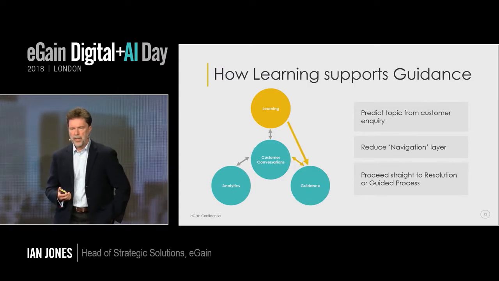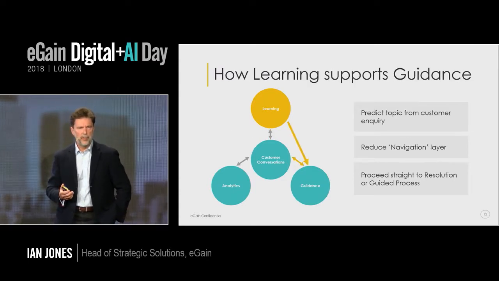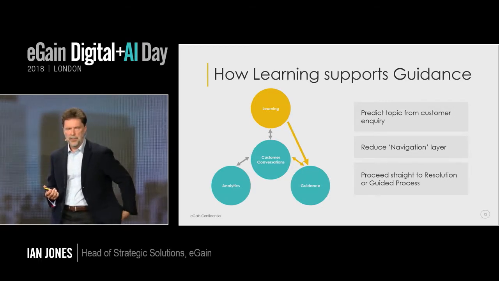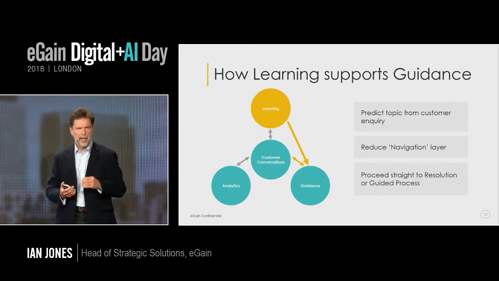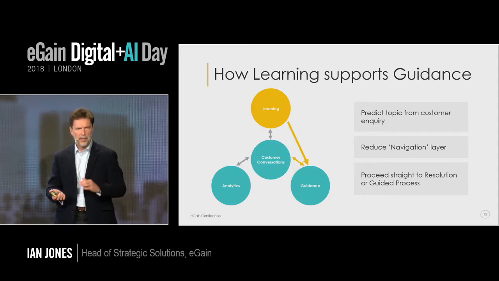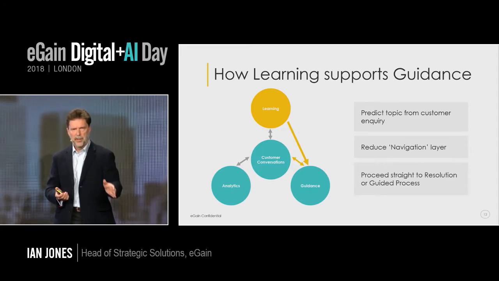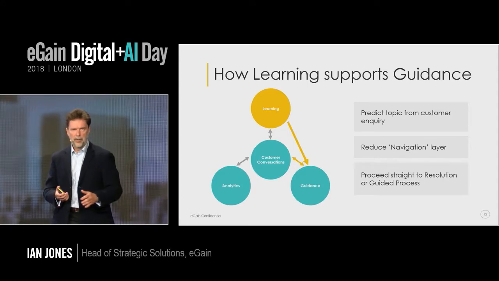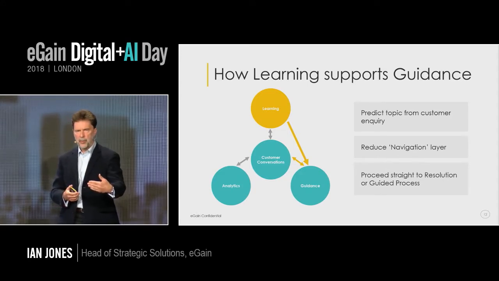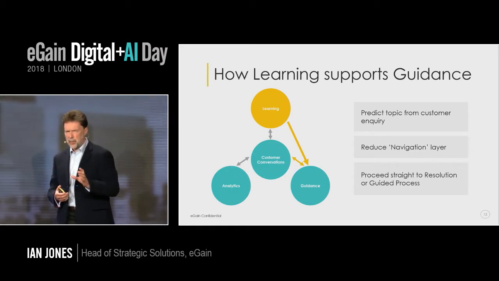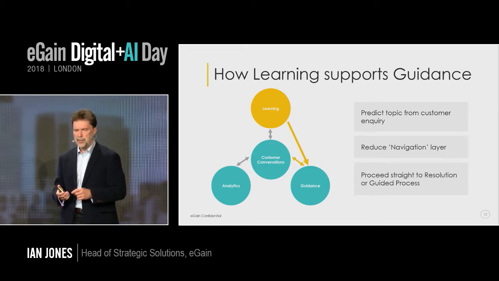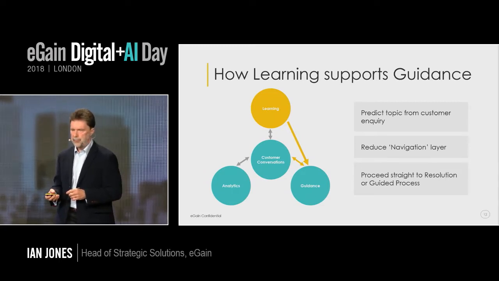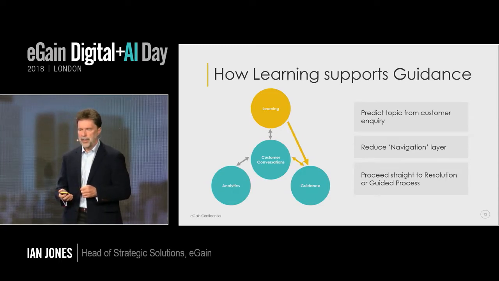So interestingly enough, the learning system helps to provide the guidance, because as in the case of chat, we can cut through that kind of navigation layer. The machine learning can tell us when they say this, it's about a product inquiry. When they say this, it's probably about an order inquiry. But on its own, that's a little bit risky. So we tend to use the guidance with the learning, so that we can say, right, I know what that's about.